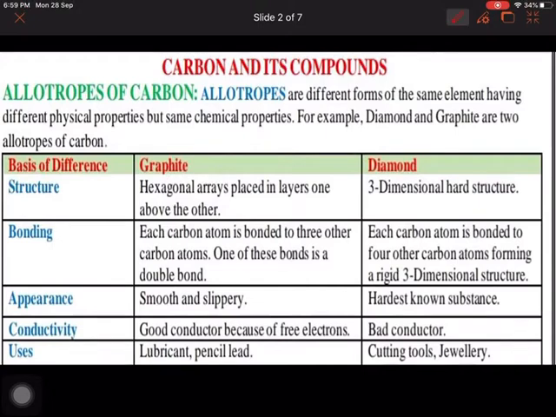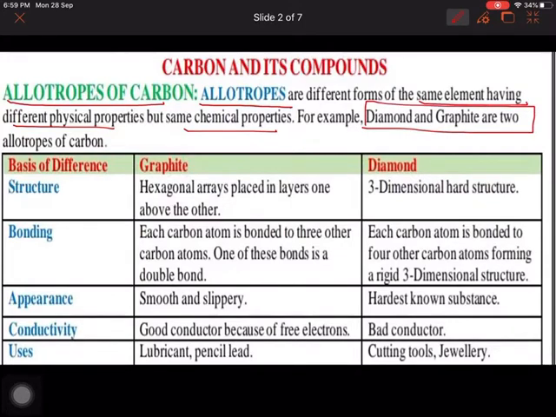As you know, your chapter Carbon and its Compounds is going on. Today we'll discuss the allotropes of carbon. Allotropes are elements which have different physical properties but the same chemical properties, and we have to discuss the carbon allotropes, which are diamond and graphite.